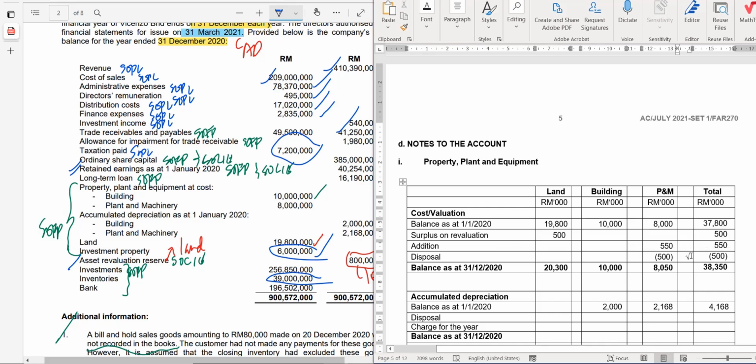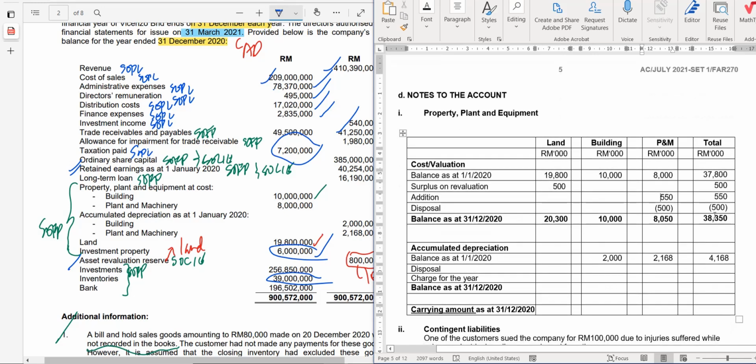And the disposal here is relating to the old component being disposed, old component that you dispose, right? So you have to do that correctly. So for the disposal, you are going to reduce. For the addition, you add. So the total is here.